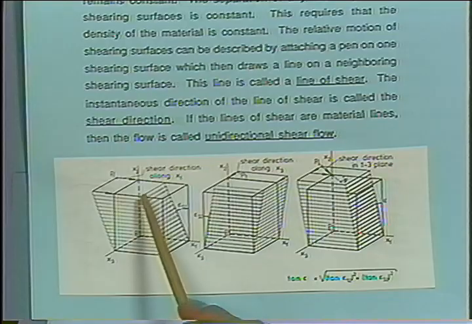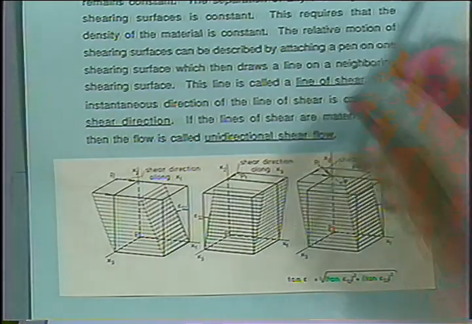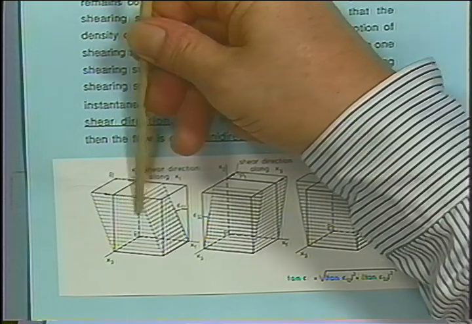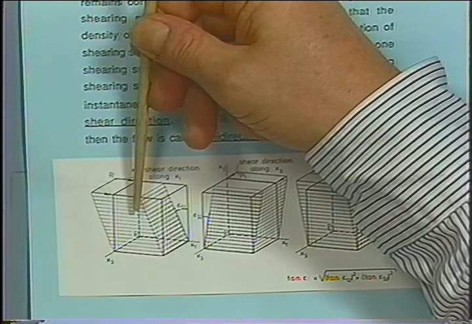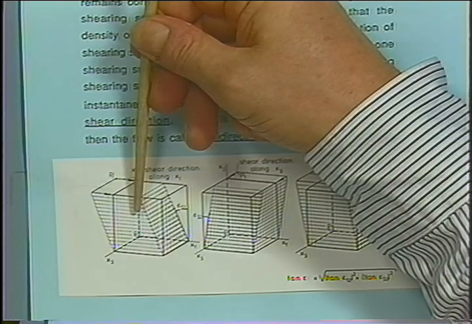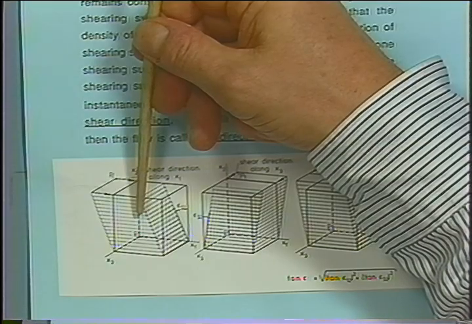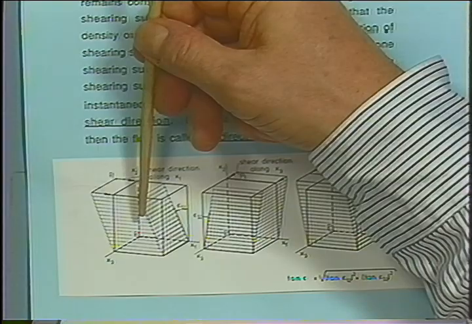The shearing is seen as a gradient in direction normal to that surface. So you could, for instance, mount a pencil on one of the planes and draw a line on a neighboring plane below, and that line now would be called a so-called shear line. And the direction of that line is the shear direction. You can do that in a circumferential flow, in all kinds of flow geometries.